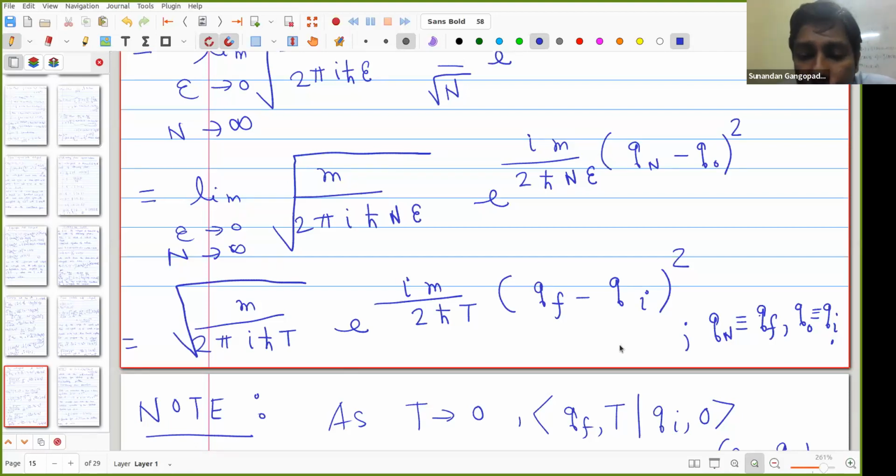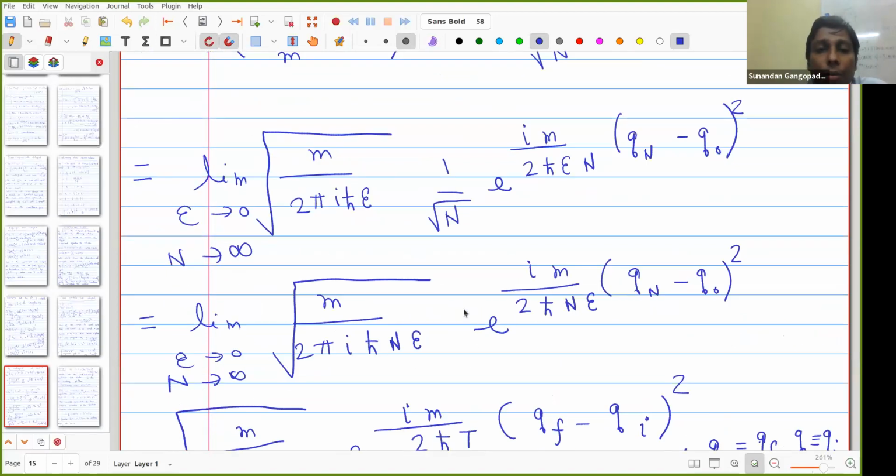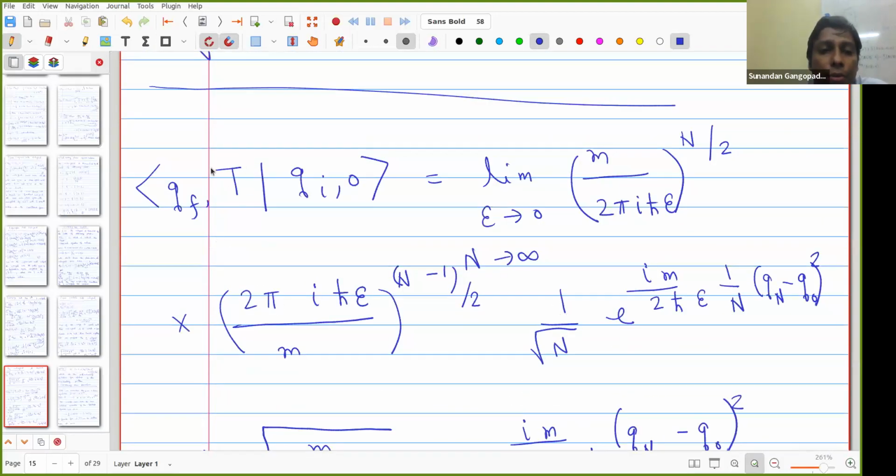And you can make a very simple check. If you set this capital T to be equal to 0, then it basically means that this is the overlap of q_i with q_f. And the overlap of q_i with q_f is very simple. It is just a Dirac delta function. It should be delta of q_f minus q_i or delta of q_i minus q_f.